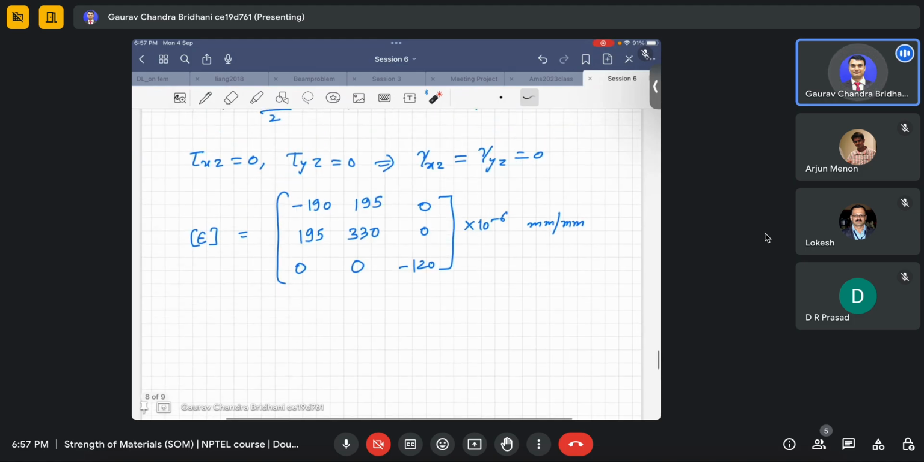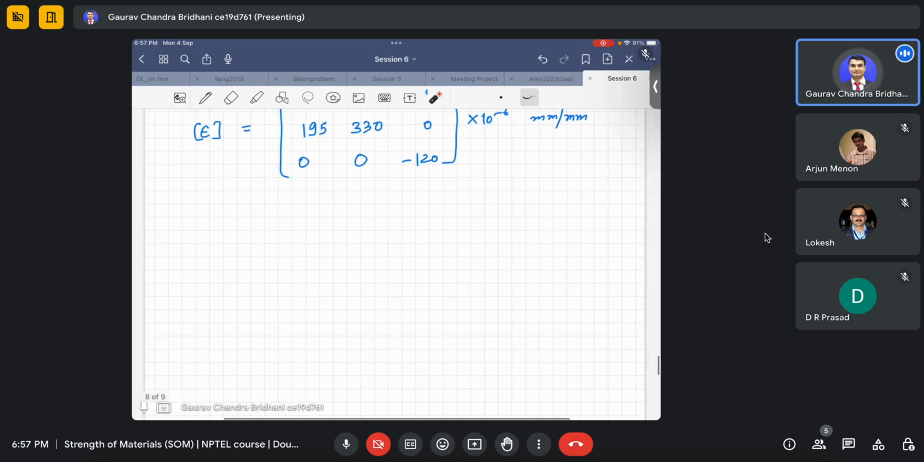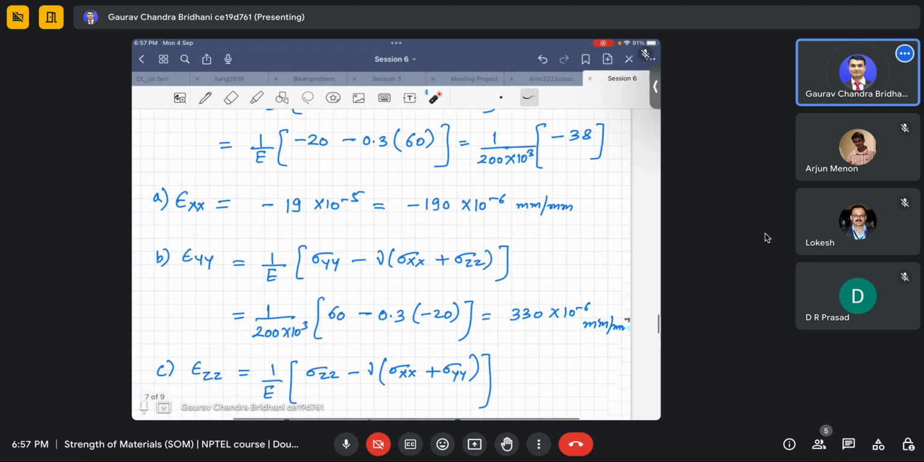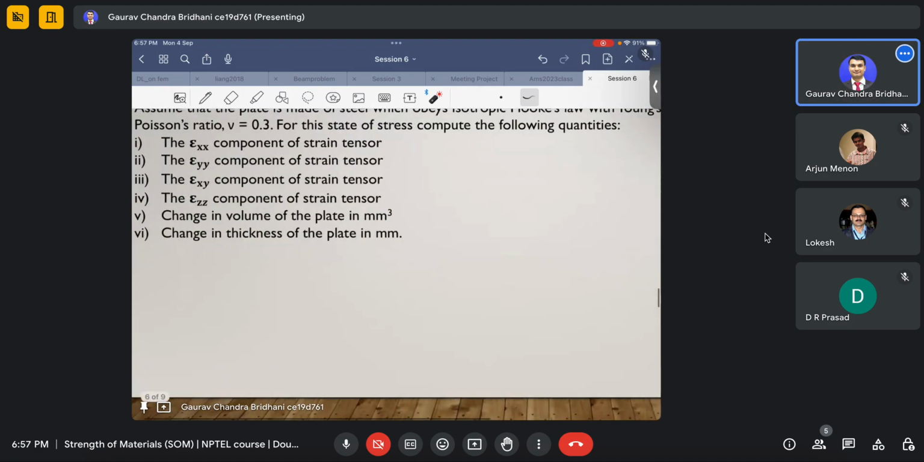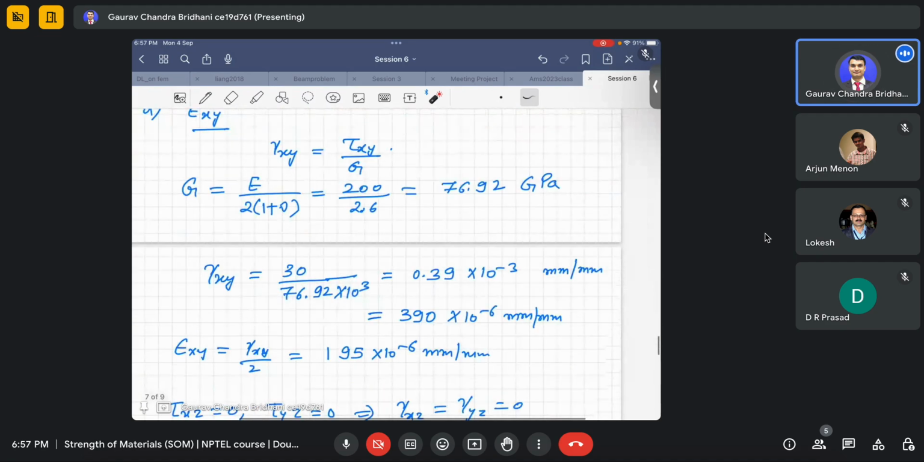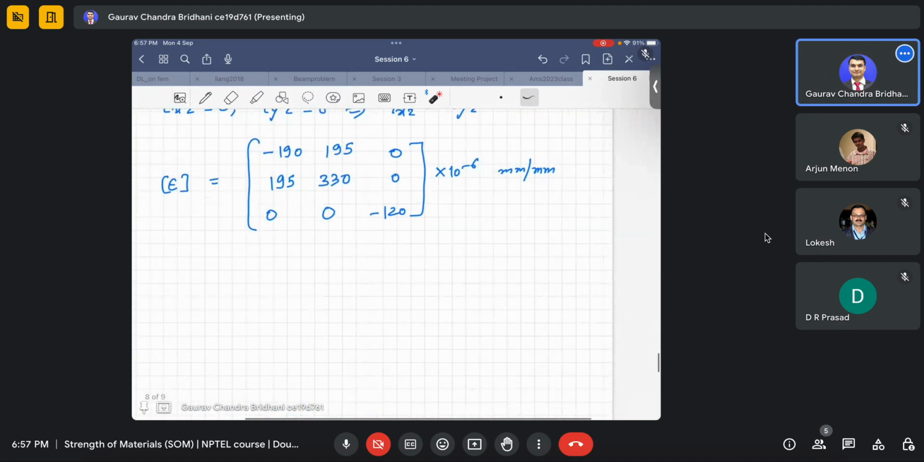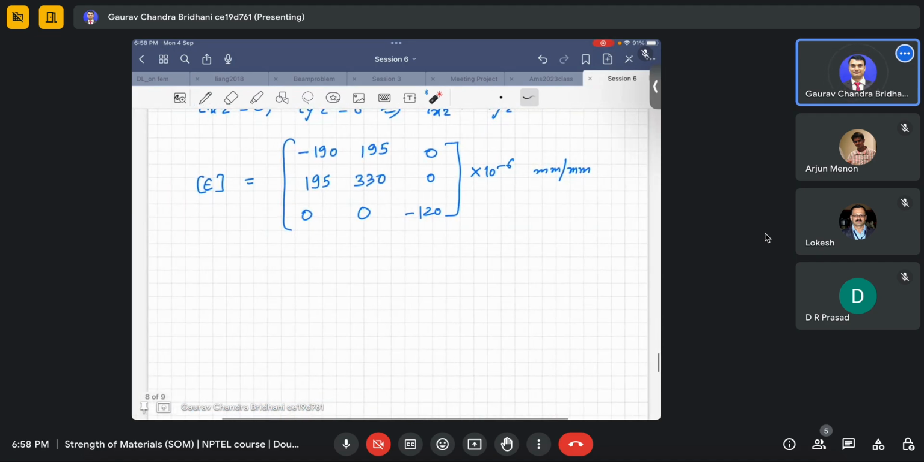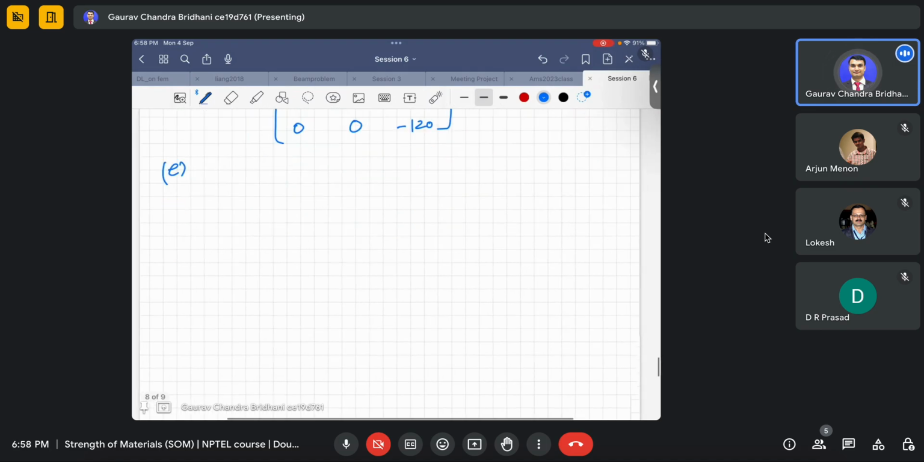Now we need to find two things. One is the change in volume of the plate, in mm cube, and the other is the change in thickness of the plate. As you have gone through the lecture, the professor also told something about bulk modulus. So how do we find the change in volume? There is something called volumetric strain.